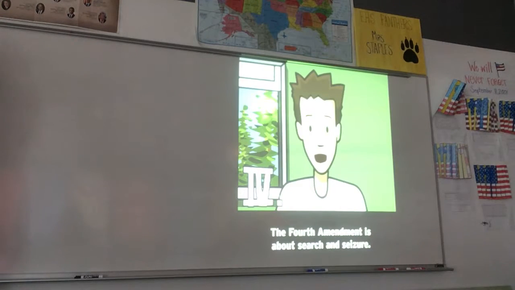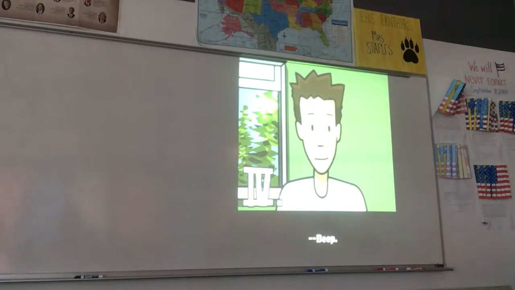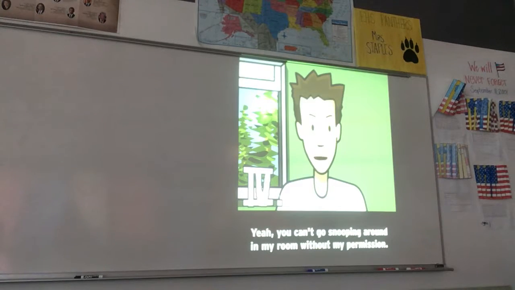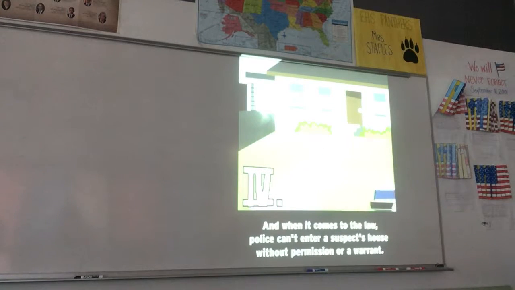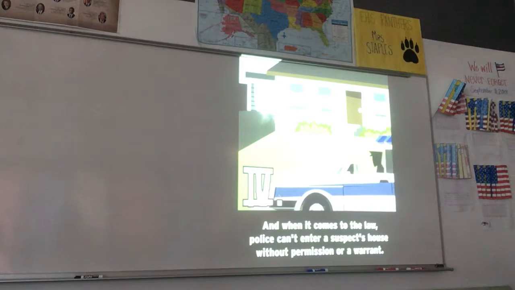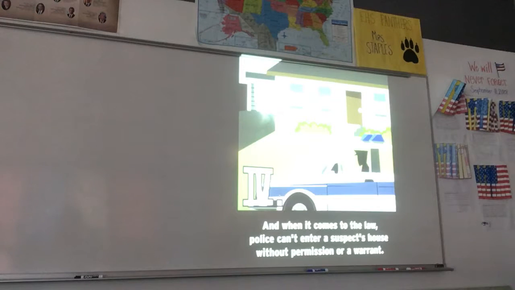The Fourth Amendment is about search and seizure. It says that no one can come into your home and look around or take stuff from you without a warrant and a very good reason. Yeah, you can't go snooping around in my room without my permission. And when it comes to the law, police can't enter a suspect's house without permission or a warrant.